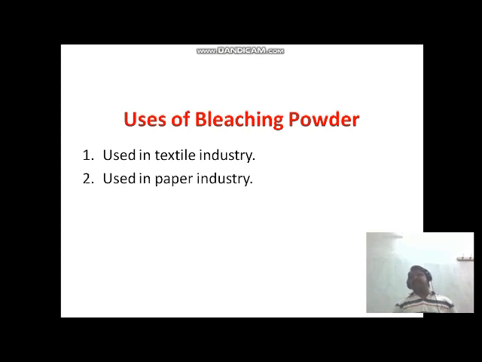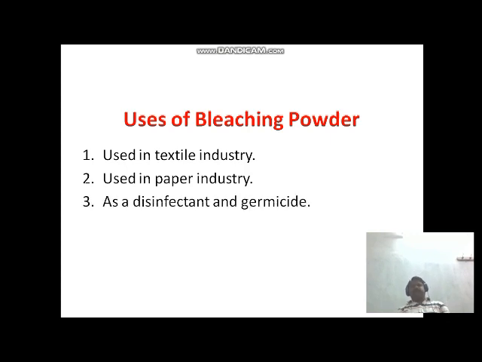Next, used in the paper industry. When they are making paper, dust is present, and sometimes some soil turns the paper a different color. So for removing that color and the dust particles, bleaching powder is used.